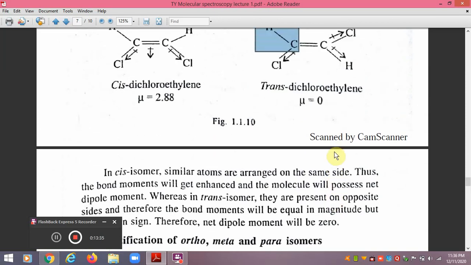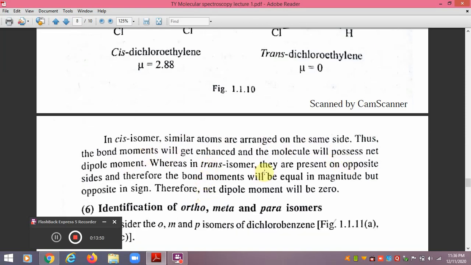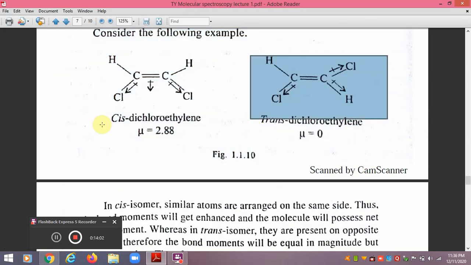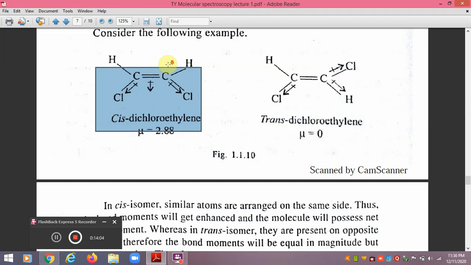and the net dipole moment of this trans isomer of dichloroethylene molecule will be 0. So in the cis isomer, similar atoms are arranged on the same side, hence bond moments get added, and the molecule will possess some value of dipole moment. Whereas in the trans isomer, these are present on opposite sides, and therefore the bond moments are equal in magnitude but opposite in direction, hence the net dipole moment will be 0. So always remember that the trans isomer has 0 dipole moment, while the cis isomer does not.